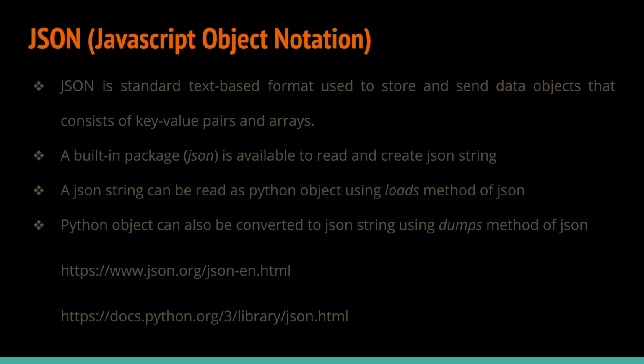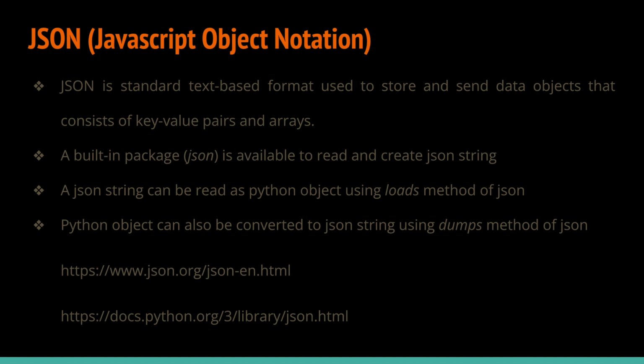Let's talk about JSON. JSON is simply an acronym for JavaScript Object Notation, and it is a standard text-based format which we can use to send or store data objects which consist of key value pair or array. The key value pair in this case is similar to the dictionary that we have in Python, and the array is similar to the list that we have in Python.